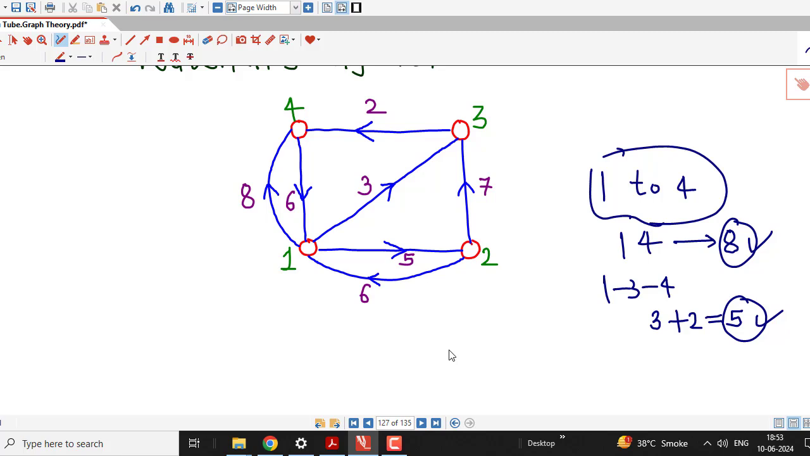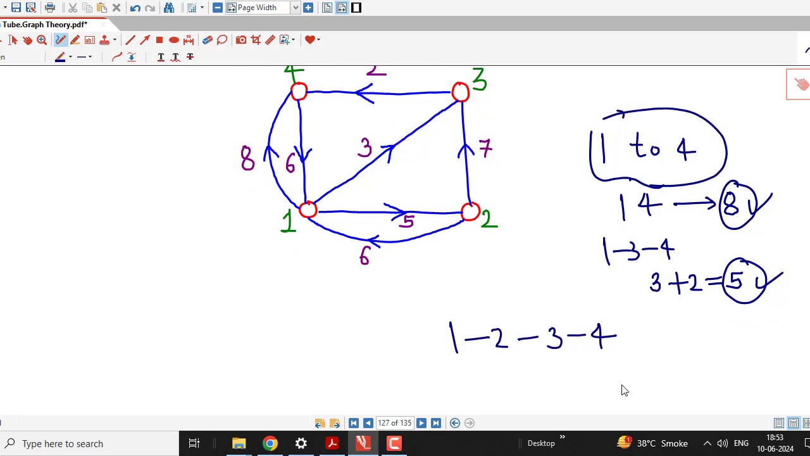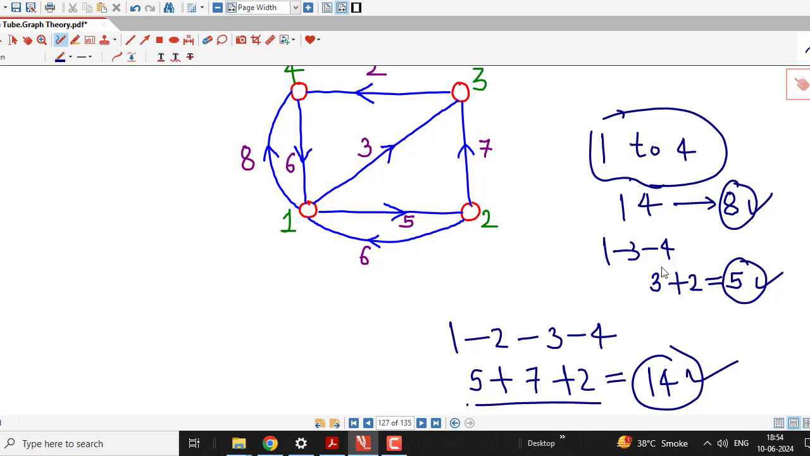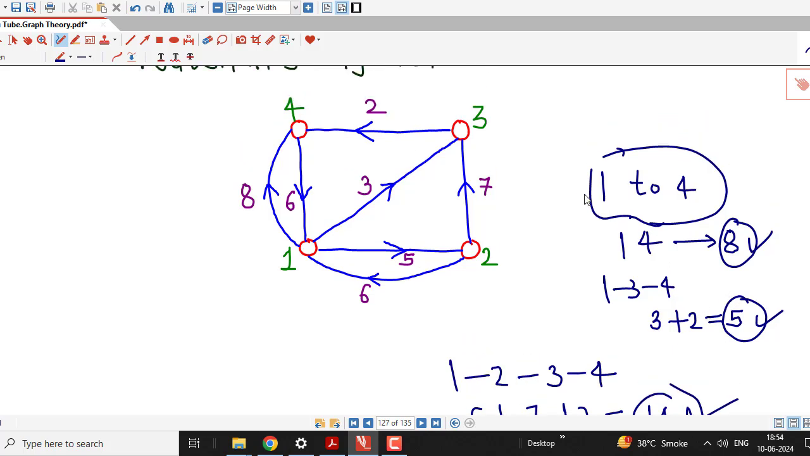Similarly, we can go along this path also. I can go from 1 to 2, then from 2 to 3, and then from 3 to 4. Along this path the weights are: from 1 to 2 weight is 5, from 2 to 3 weight is 7, from 3 to 4 weight is 2. So we can see this is 14. So we have 3 paths from vertex 1 to vertex 4, and the path for which this sum of weights is minimum is called the shortest path between those two vertices.